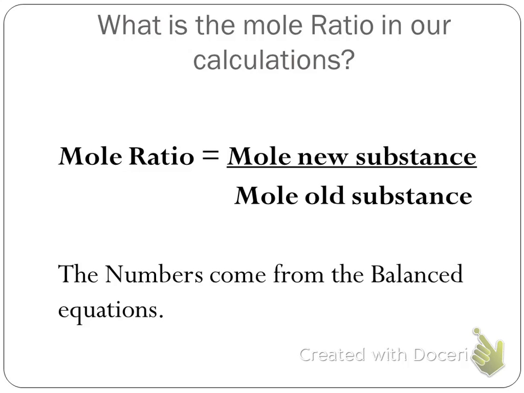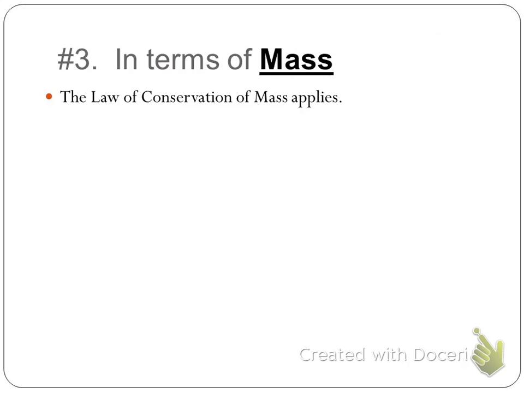Now, moving on. The next way that we could look at it is in terms of mass, and this is where we look at our law of conservation of mass. Remember, that means that matter cannot be created or destroyed. It's just rearranged in a chemical reaction. So we can use the moles that we have to check the mass on both sides. If it is equal, then that means we're on track. If it's not, then that means we have a problem.